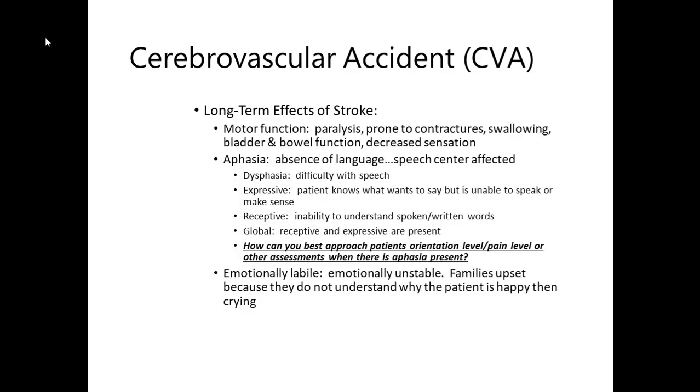Yeah, I think that's pretty much it. Oh, nope. I thought we were done with strokes.